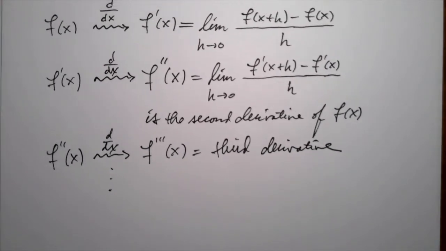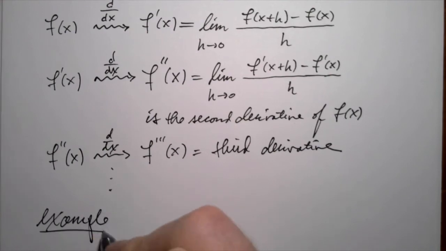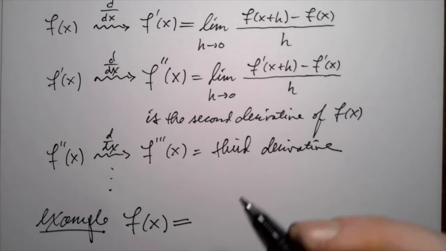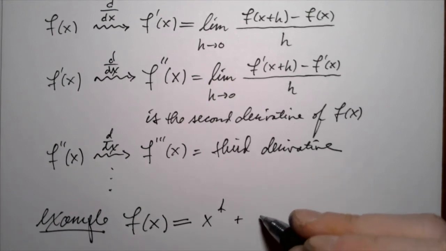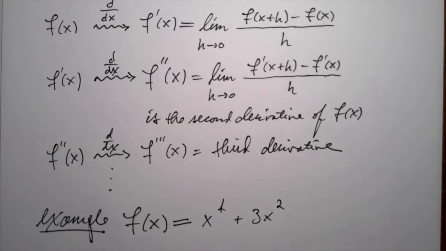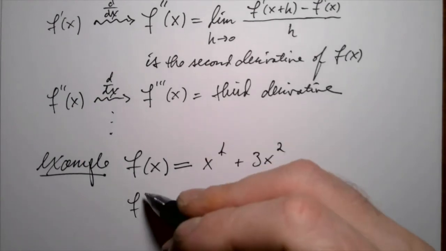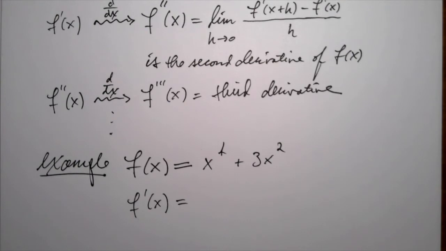Okay, so let's see this in action. What am I talking about? Let's see, let's suppose that f of x is the function x to the fourth plus 3x squared. Nice polynomial function. Let's take the derivative once, the first derivative, as a function of x.